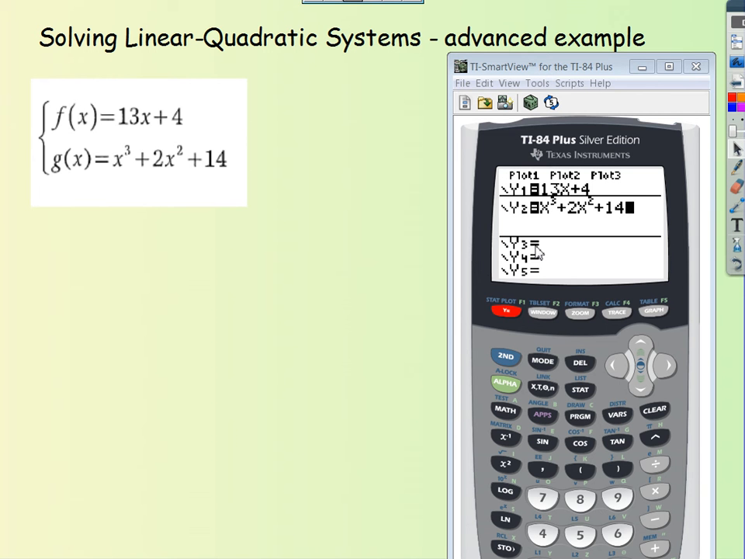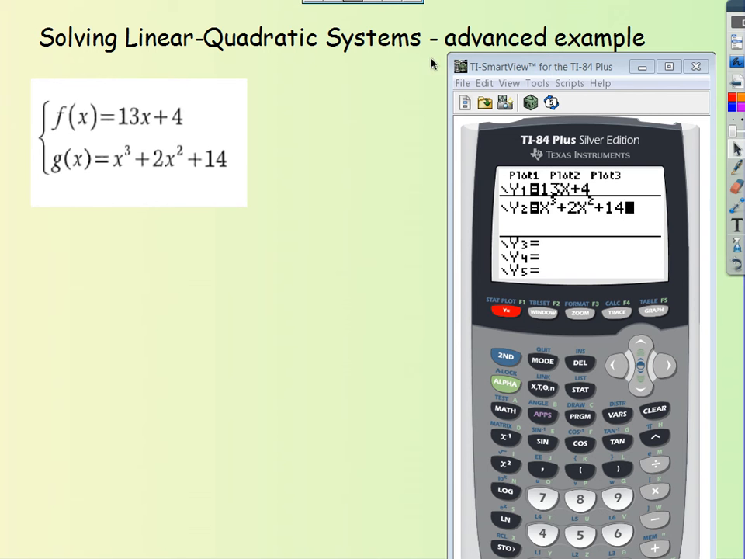Okay, this is a quick little video. The basic idea is to find the solution, the place where the graphs intersect. But sometimes what happens is when we go to look at the graph, our window doesn't meet the requirements that we need. It doesn't show us what we're looking for.